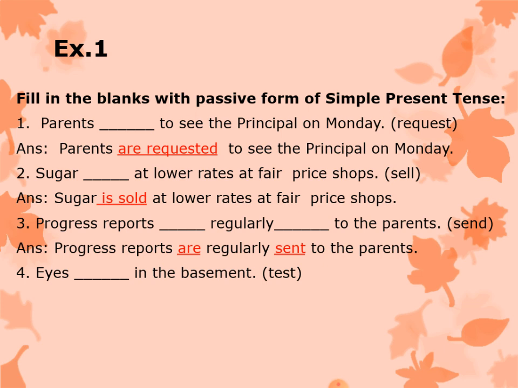Number 4, eyes dash in the basement. Verb is test. Answer, eyes are tested in the basement. I have solved the 4 sentences. The remaining sentence you will solve by yourself, keeping the rules in mind. Let's move on to exercise 2. You have to change the active voice into passive voice of simple present tense. First sentence, children leave all sorts of things in school buses.